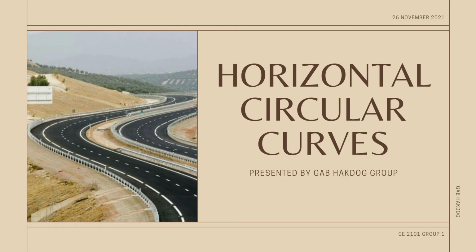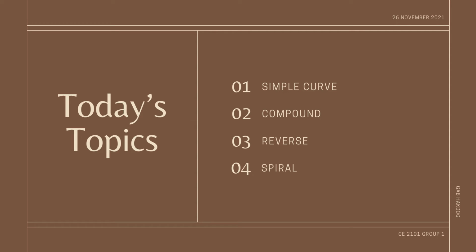Good day, everyone. We are Group GAB HAKDOG, and our topic is about horizontal circular curves. We will be discussing the definition, elements, and sample problem for simple, compound, reverse, and spiral curve. Compound and reverse curves are treated as a combination of two or more simple curves, whereas the spiral curve is based on a varying radius.